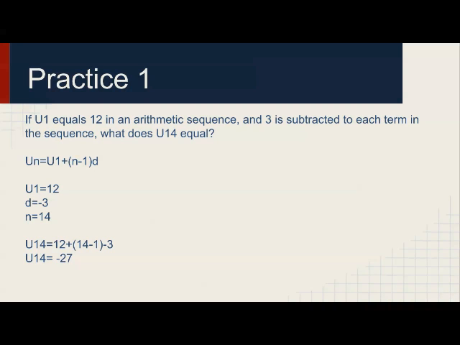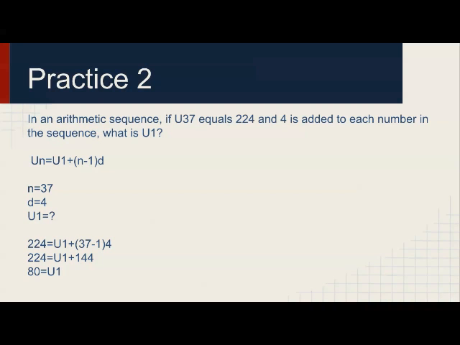So, I'm going to move on to another practice problem. In an arithmetic sequence, if U37 equals 224, and 4 is added to each number in the sequence, what is U1? So for this one, we already have U of n. It tells us that U37 equals 224. So we're not looking for that. Instead, we're looking for U of 1. And this is really easy to do.